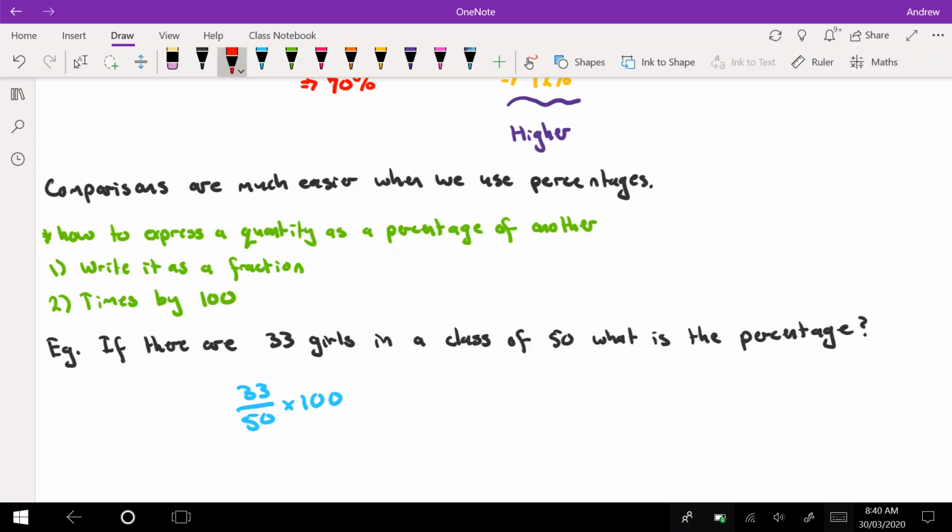Now, if I multiply by 100 and I have that 50 there, I can cancel out that factor. That becomes 2, and that becomes 1, which makes our answer a whole lot easier because it now just becomes 33 times 2, and that is equal to 66%. Okay, always try and cancel out our factors because it makes the multiplication a lot easier.